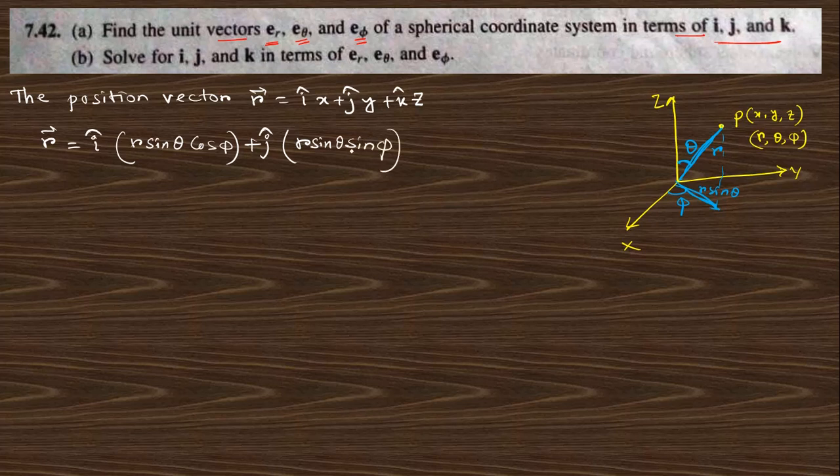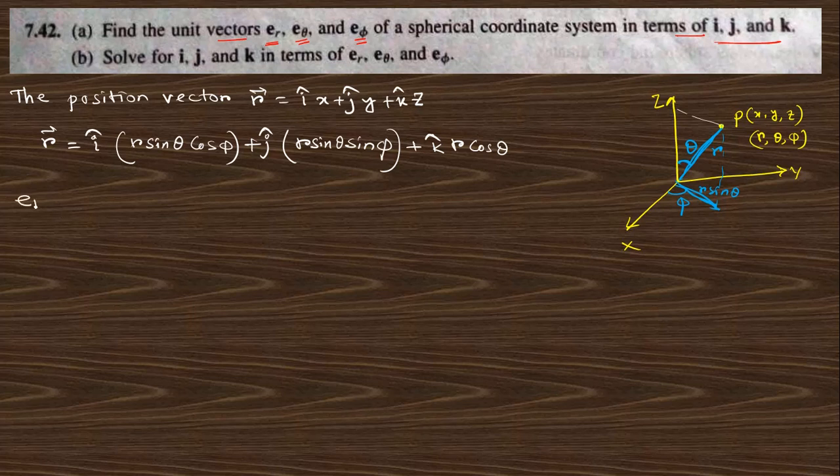I derived these expressions geometrically in the previous lecture, so I refer you to go to the previous lecture. Then k cap z, where z is r cos theta. So we got the r vector, that is the position vector.